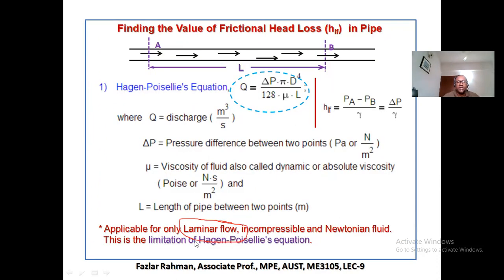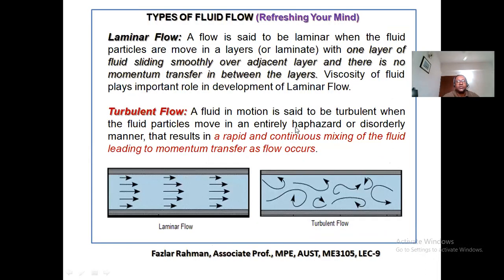Now I refresh your mind on what laminar flow and turbulent flow are, because Hazen-Poiseuille's equation is only applicable for laminar flow. So we need to know which equation we can apply in both situations. And what is the difference between laminar flow and turbulent flow? You already know the definition, we discussed it before. So this is laminar flow, this is turbulent flow. The main difference: in laminar flow, there is no transfer of momentum from one fluid particle to another fluid particle, but in turbulent flow there is a transfer of momentum.